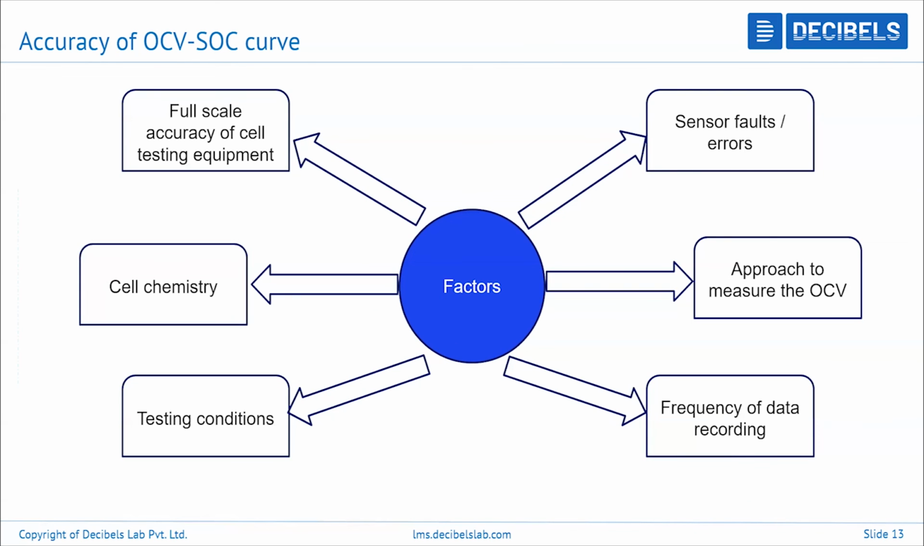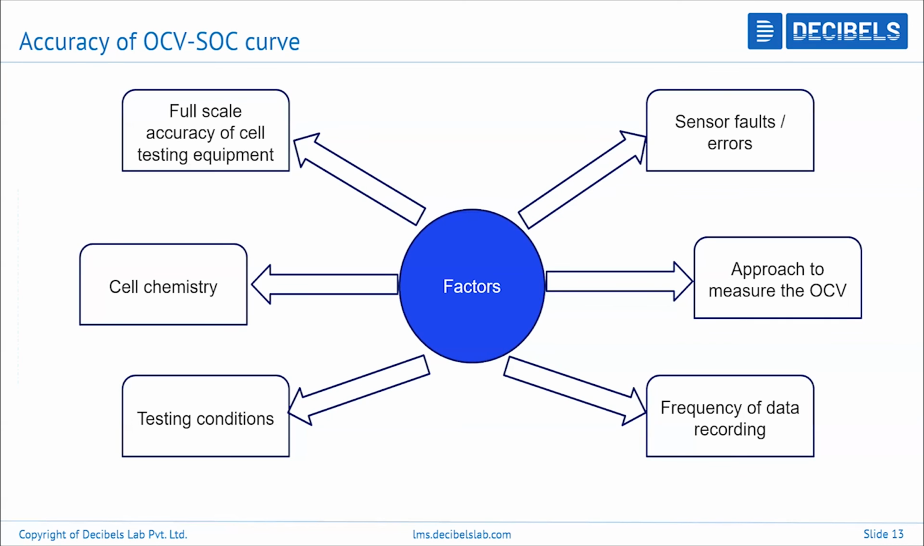Apart from that, there are some testing conditions that cannot be avoided sometimes, and that has to do with temperature, humidity and things like that. Temperature can, to a certain extent, be controlled if you have a climate chamber. Again, here at Decibels, we do have a climate chamber. In that, we usually conduct experiments after allowing the cell or the battery pack to soak for up to 1 day, and then we proceed with the testing.